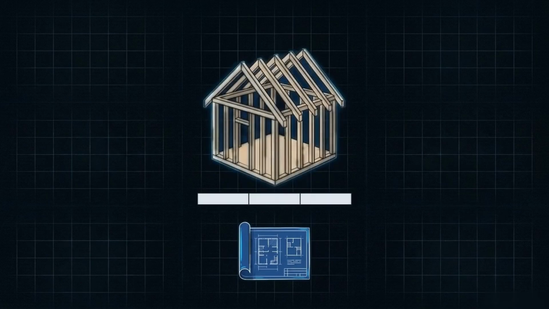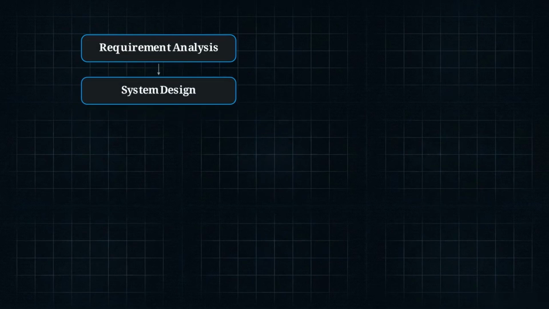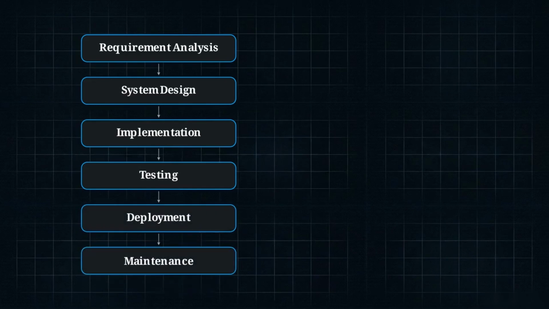A helpful way to remember this logic is to think about physical construction. Just as this animation shows a house being built, you have to pour the foundation before framing the structural walls, and it is physically impossible to paint those walls before building them. For your exams, you need to memorize this exact sequence. It flows straight down: requirement analysis, into system design, into implementation, followed by testing, deployment, and finally, maintenance.